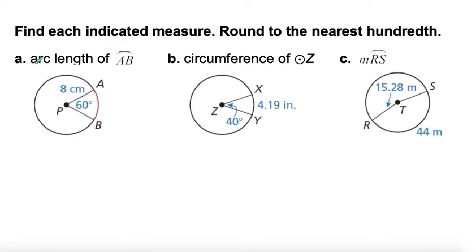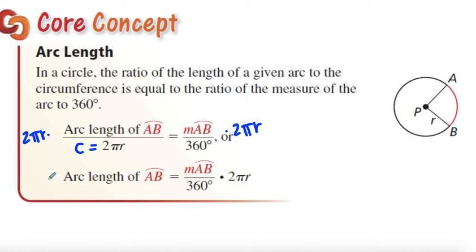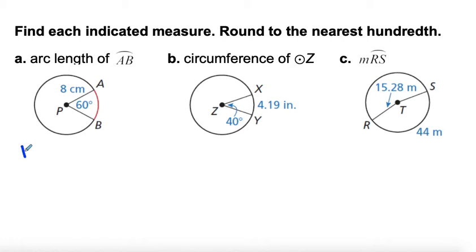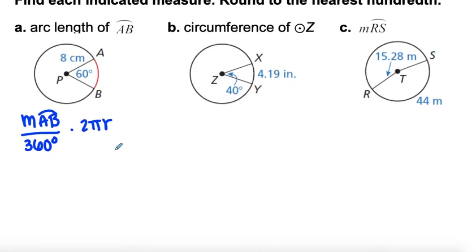So for this first one, it's asking me to find the arc length of AB. So since I'm just trying to find the arc length, I'm going to use this one right here. And that tells me it's going to be the measure of my arc AB over 360 degrees times 2 pi r. Well, the measure of my arc, when I look at my arc, this angle inside is 60 degrees. That means this is 60. Again, if you remember that from last chapter. And my radius here is given as 8.